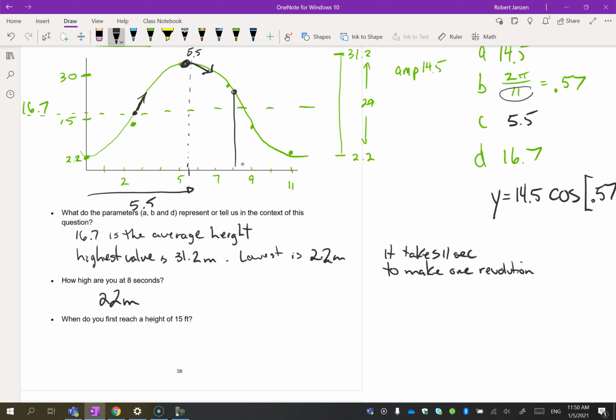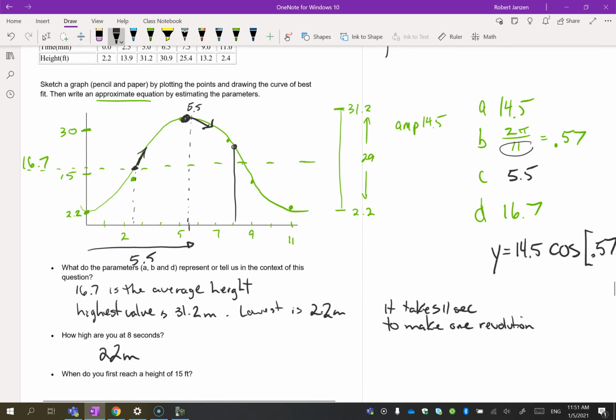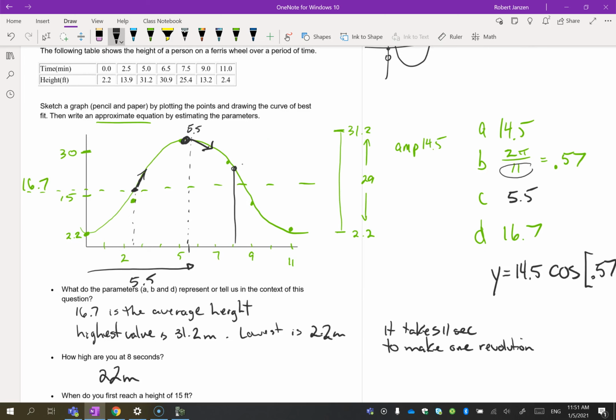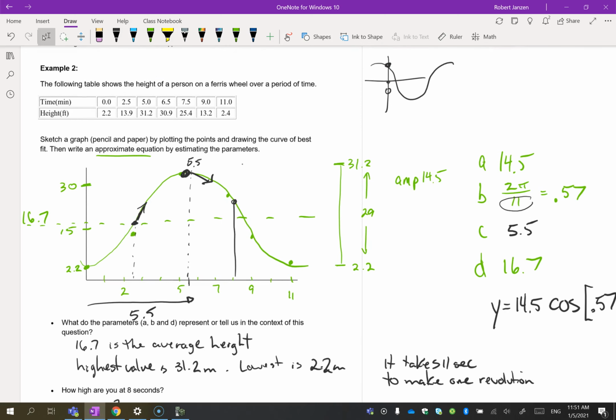When do you first reach a height of 15? Well, that's right here. That's going to be, well, we know at 2.5, or sorry, 2.5 seconds, it was 13.9, so I don't know, what do you want to say, 2.7 seconds? Is it 3 seconds? 2.7 seconds. And what we'll do is we'll put this little symbol here. This means approximately. Okay, according to my graph, it looks like about that. Your graph might look different. If we put this all in the calculator, then we would use our calculator to find those points.